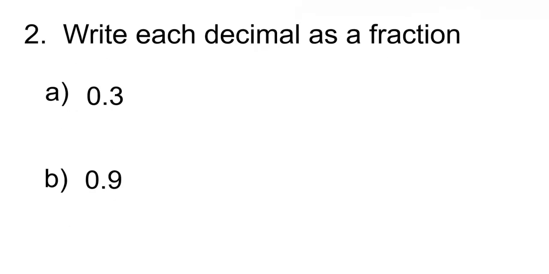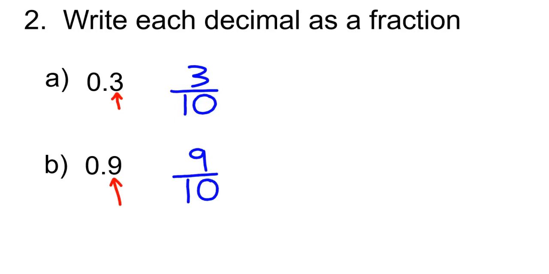Now write each decimal as a fraction. For 0.3, we write the number that we see, which is 3. Then we add the number 1 below it as a fraction, and we add zeros for every decimal place after the decimal, which is 1. So it will be 3 over 10. For 0.9, again we're in the tenths column, so you'll write 9 over 1 and add 1 zero. So it's 9 tenths.